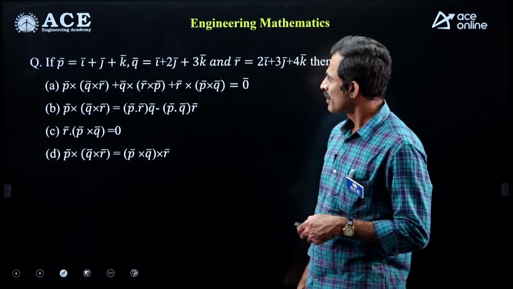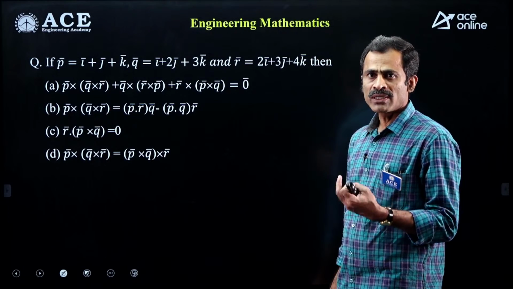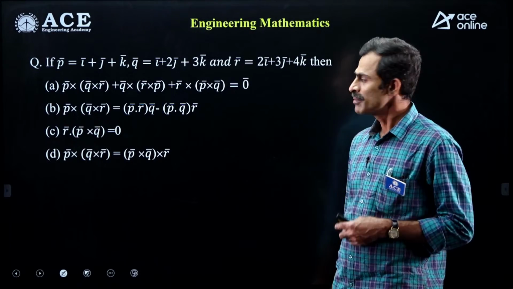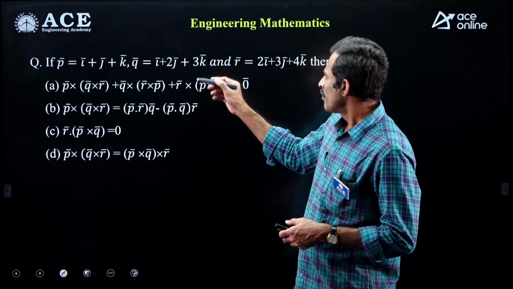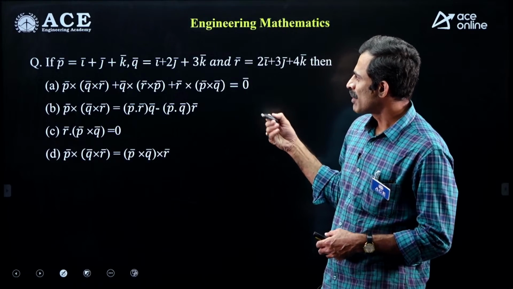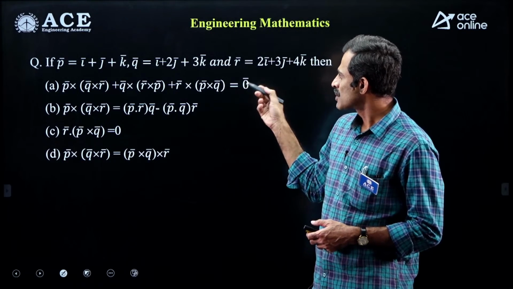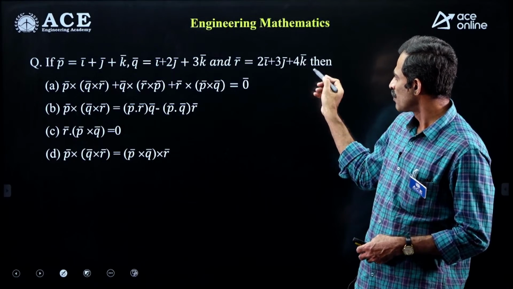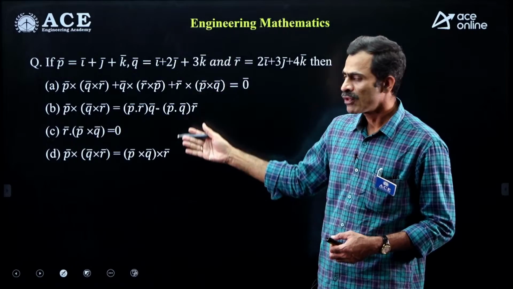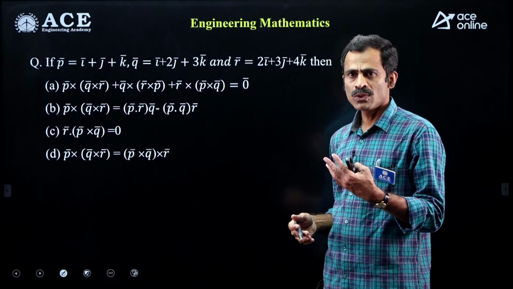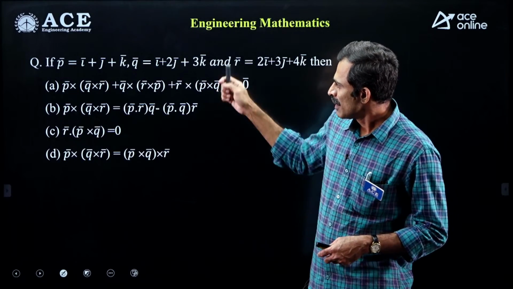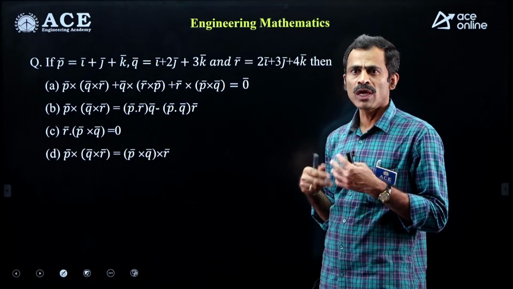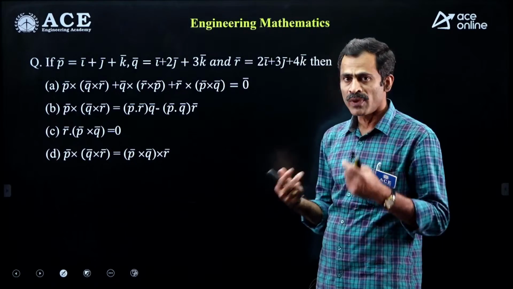Now it is a question from vectors, not vector calculus. It is a basic question from vector algebra. P bar equals i bar plus j bar plus k bar, Q bar equals i bar plus 2j bar plus 3k bar, and R bar equals 2i bar plus 3j bar plus 4k bar. Then which of the following statements is true or false? We check it. This comes under multiple select questions, so more than one option may be correct. Now we'll check option by option.